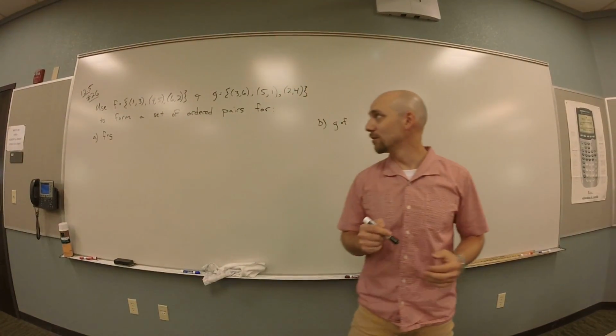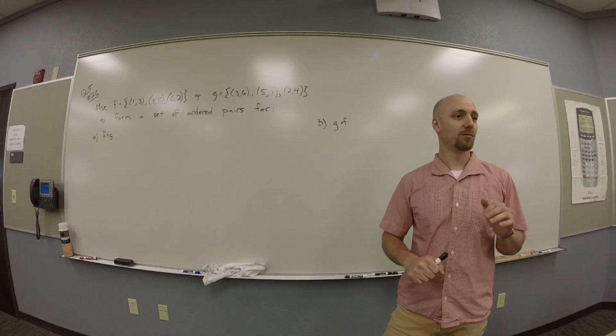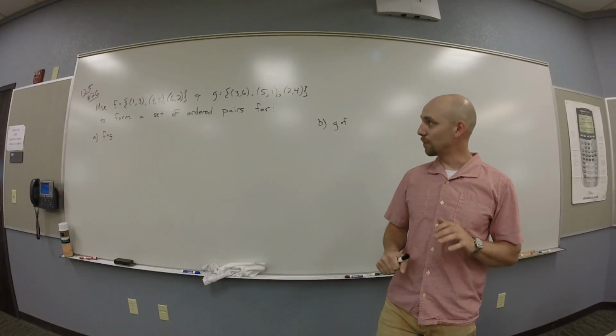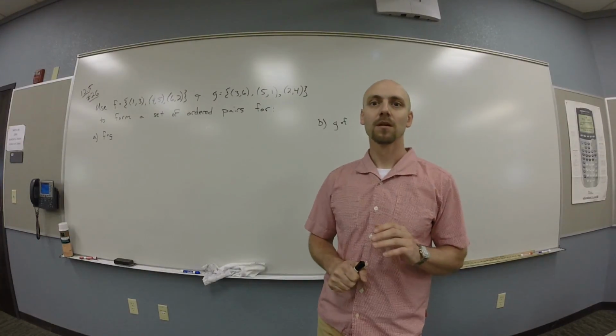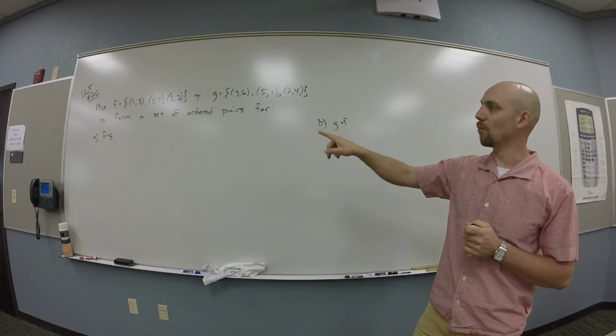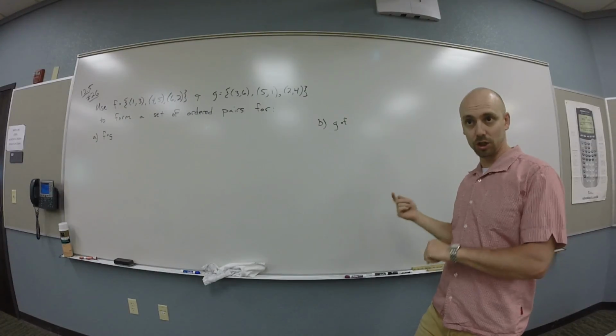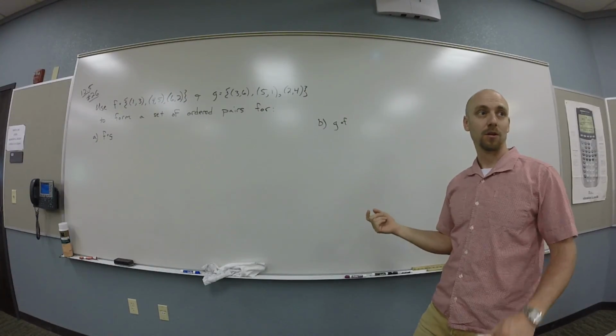So we would like to do number 26 out of 12.5, which says that we should use some ordered pairs, right? So we have ordered pairs for F, ordered pairs for G, and they want us to form ordered pairs for F composed with G and G composed with F.